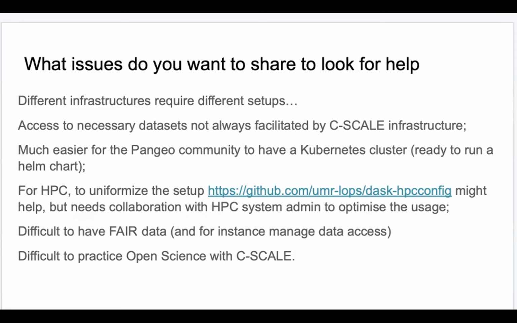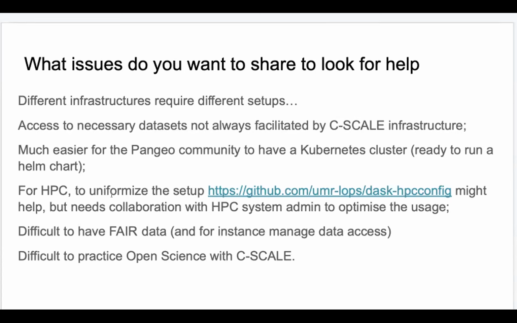Access to the necessary data sets is not always facilitated by the C-Scale infrastructure, because we don't fully understand where the data is, how we can access it, and which data we can access. It would be easier for us to have one Kubernetes cluster, and we could have all the different use cases with different kernels. For HPC, to uniformize the setup, I think this is what Lorenzo meant, a more streamlined setup could help, but we would need collaboration with HPC system admins to optimize the usage. So it means this is a bit isolated in terms of the work we can do.